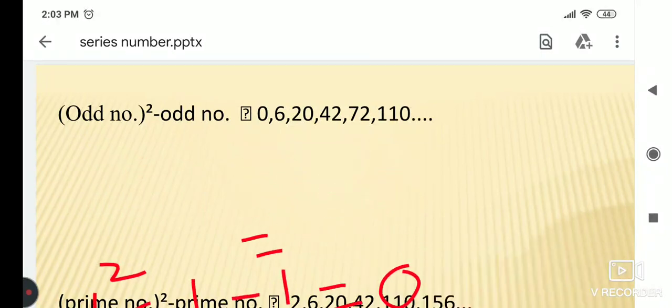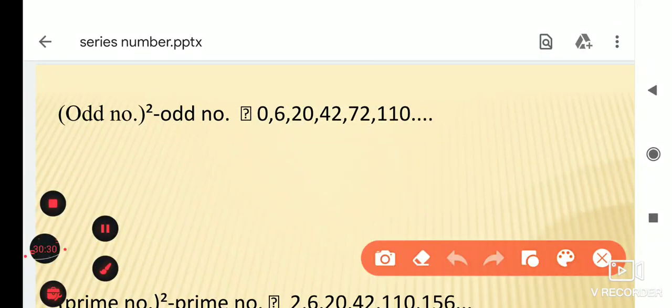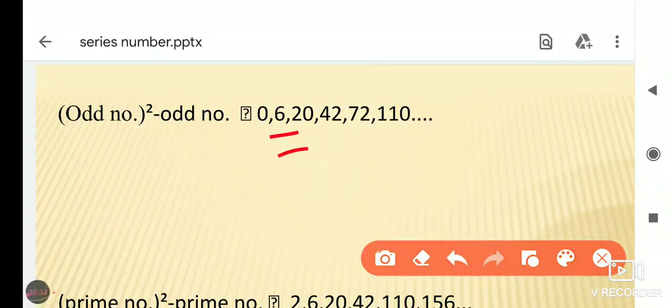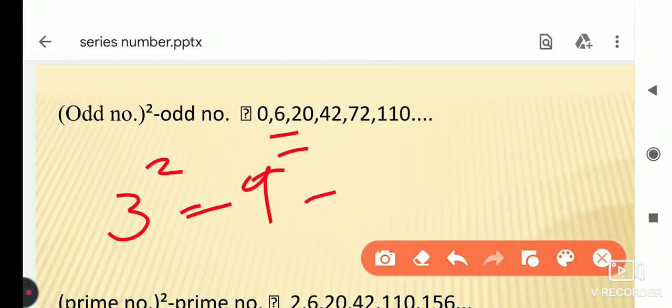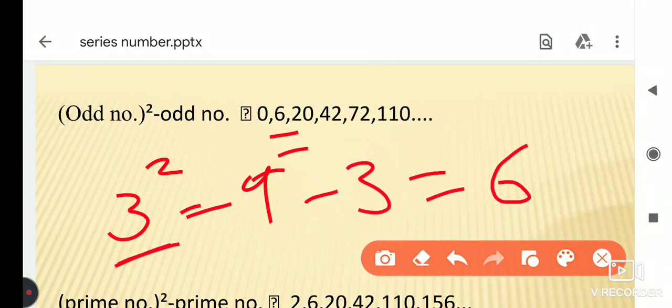The next number is 6. How will we get the number 6? The next odd number is 3. Square of 3 is 9, minus the number itself, that is 3, we get the answer, that is 6.